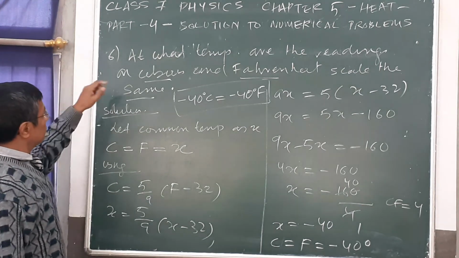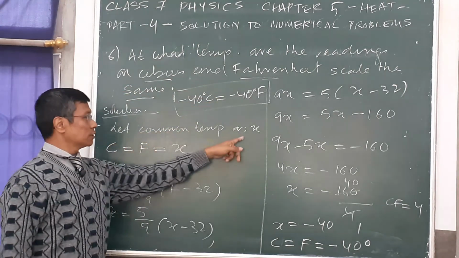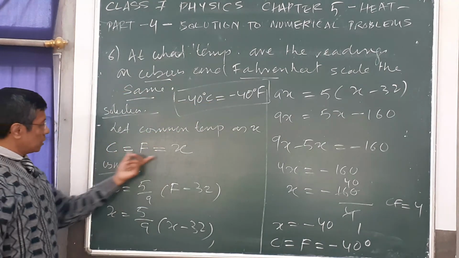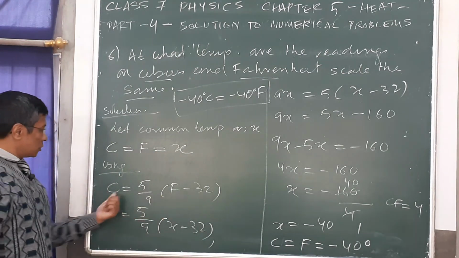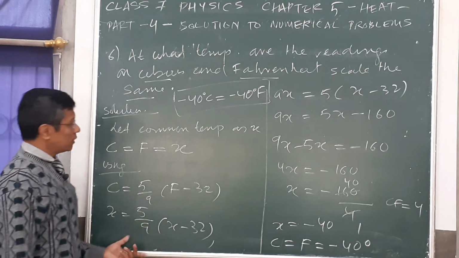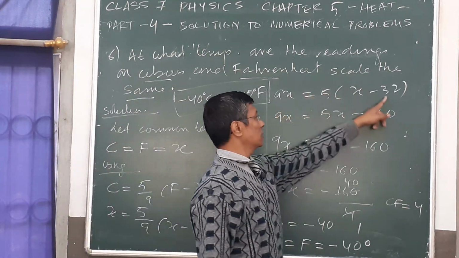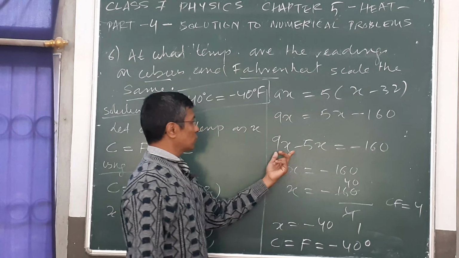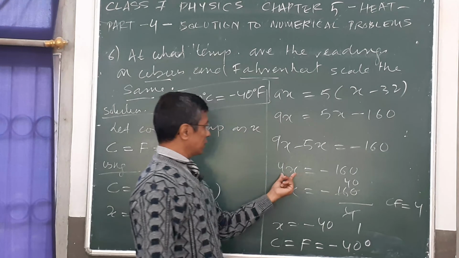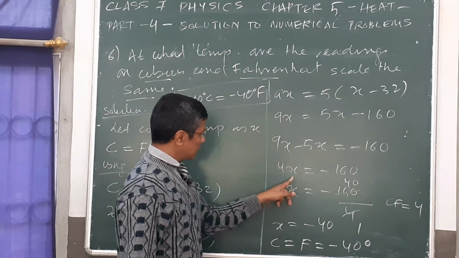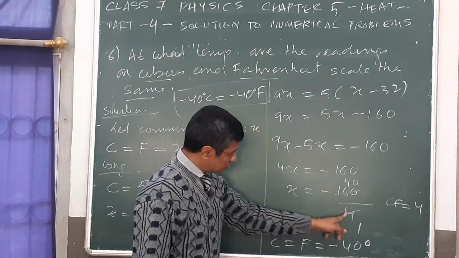The question is saying that at what temperature are the readings in Celsius scale and Fahrenheit scale the same. So we will take the common temperature x. So C and F both are equal to x. We will use the formula C equal to 5 by 9 (F minus 32). Substitute both C and F as x each and simplify. We will cross multiply 9 and x, which will give 9x. We will expand this. 5 into x is 5x, 5 into 32 is 160. We will bring 5x to the left, plus 5x will become minus 5x. When you transpose, 9x minus 5x will give us 4x. 4 into x, when you take it to the right side, will become 160 divided by 4, because multiplication will become division on the right side.